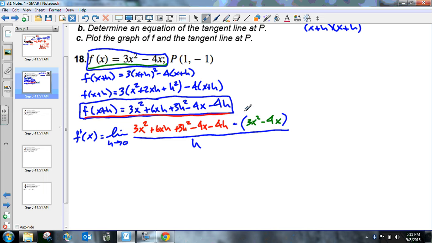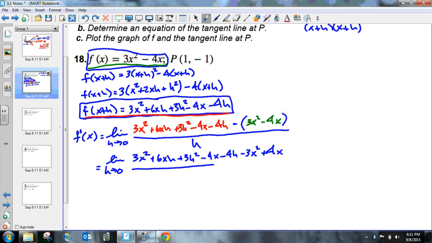Well, let's go ahead. Let me distribute my negative, and let's see what happens up top. All right. So I get this. I get the limit as h approaches 0, and I'm going to write this in blue. 3x squared plus 6xh plus 3h squared minus 4x minus 4h, and then I've got minus 3x squared, and then I've got minus negative 4x, so I've got plus 4x, and then this is all over h.